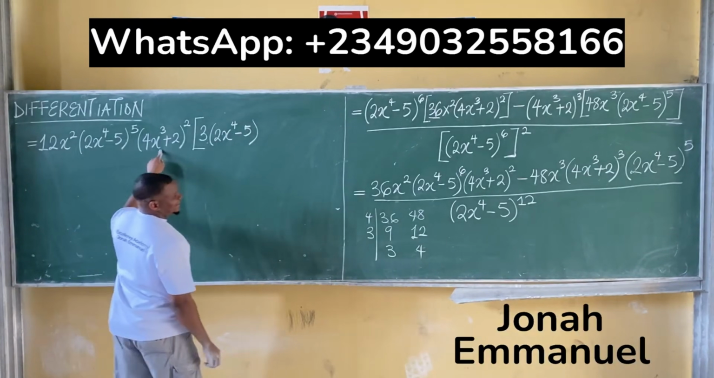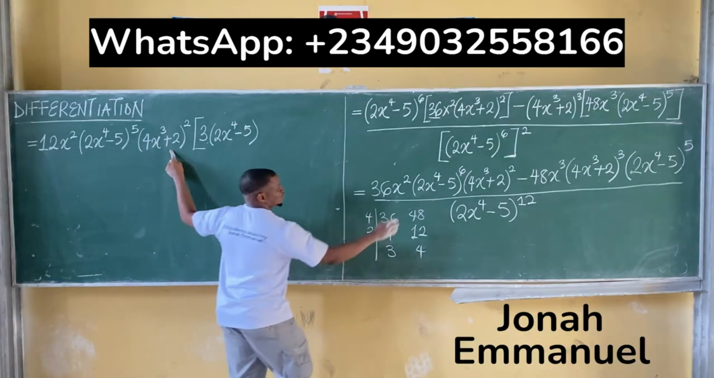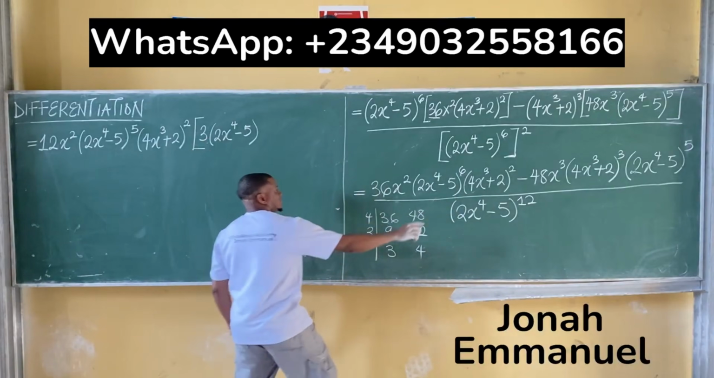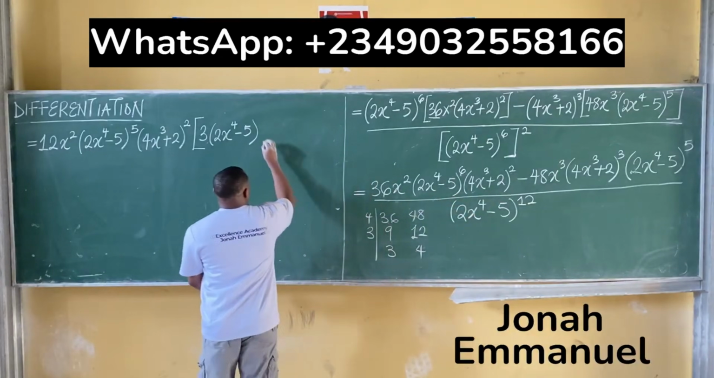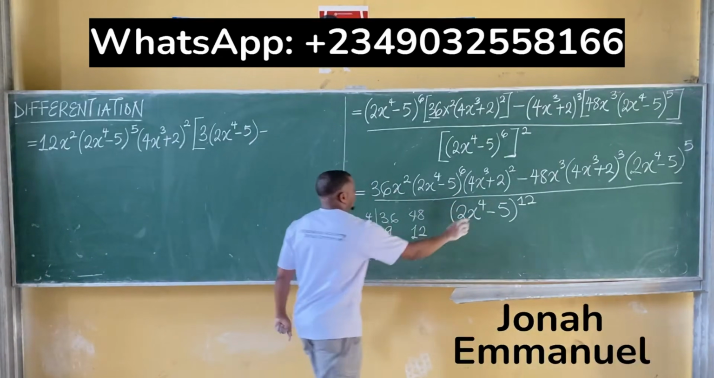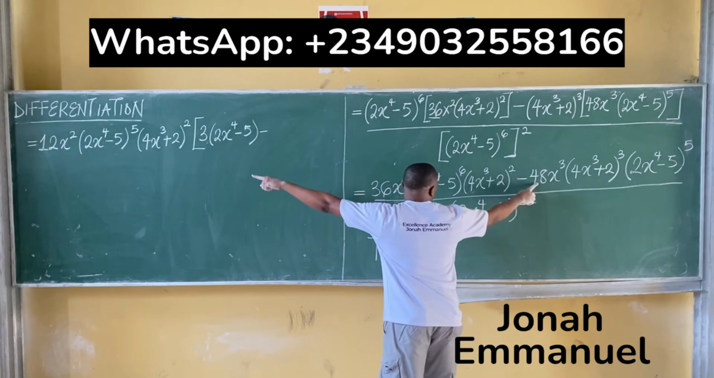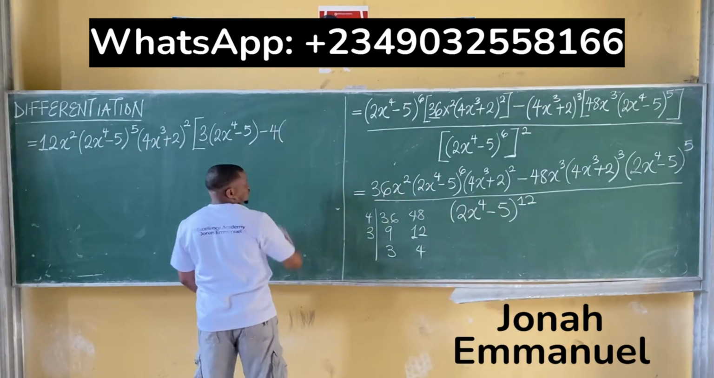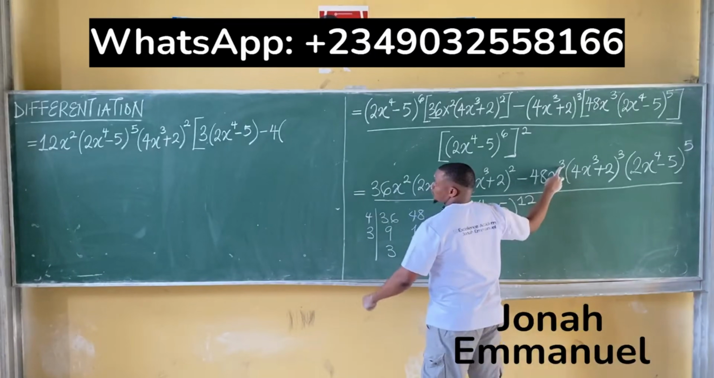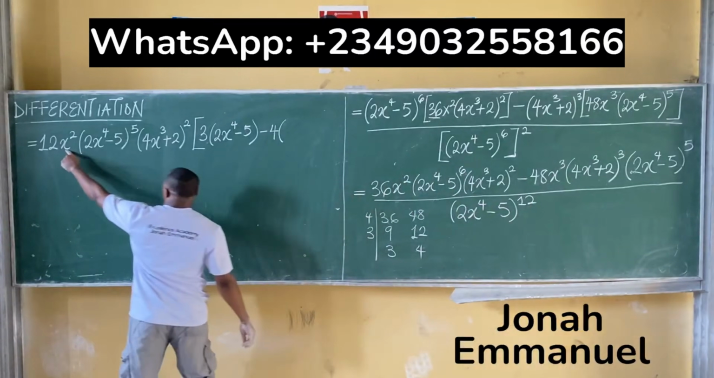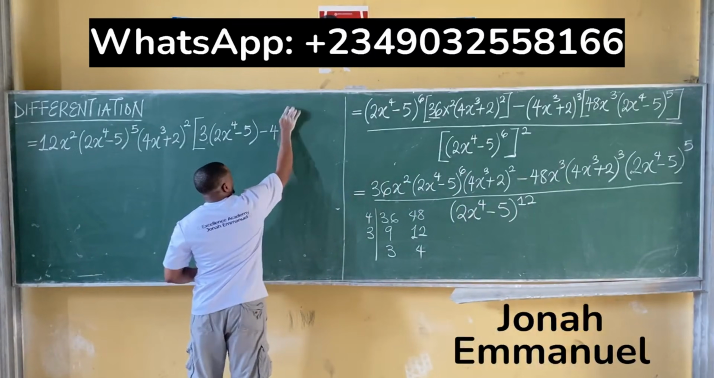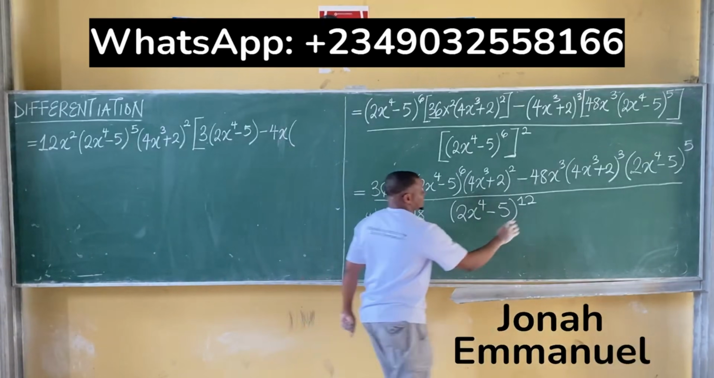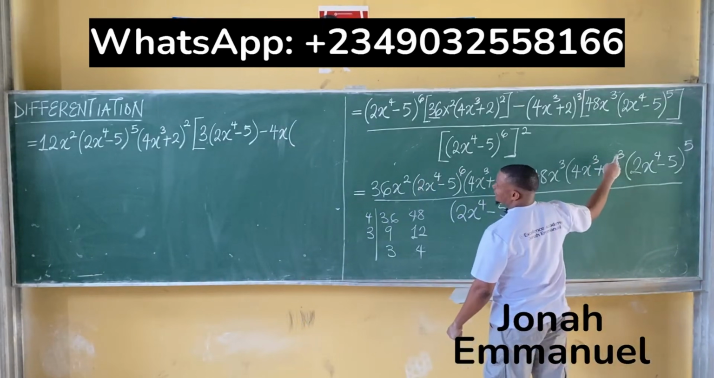Good. Finally, this term here. This is to power 2. This to power 2. It cancels out. It's gone. The sign here is negative. So I'm having minus 48 divided by 12. What do you have there? So it becomes 4 into x cubed divided by x squared. What do you have there? X. Into, this is 4x cubed plus 2 to the power 3.